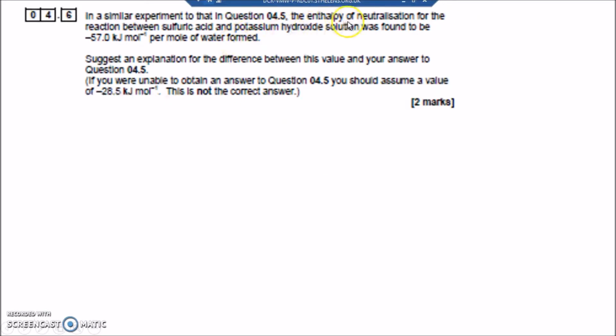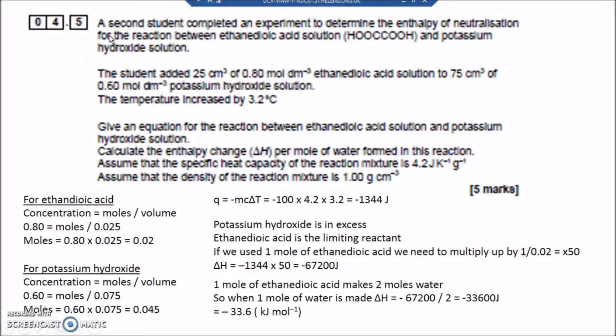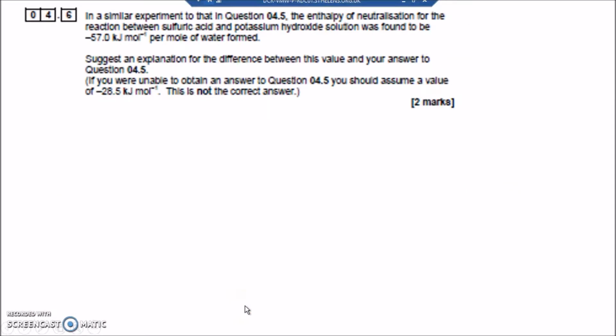In a similar experiment, the enthalpy of neutralization for the reaction between sulfuric acid and potassium hydroxide was found to be minus 57.0 kilojoules per mole. So, in other words, sulfuric acid and potassium hydroxide is more exothermic, minus 57 kilojoules per mole instead of minus 33.6 kilojoules per mole. Why is that? So, sulfuric acid is a strong acid. It's fully dissociated. So, it's fully broken up into H pluses.